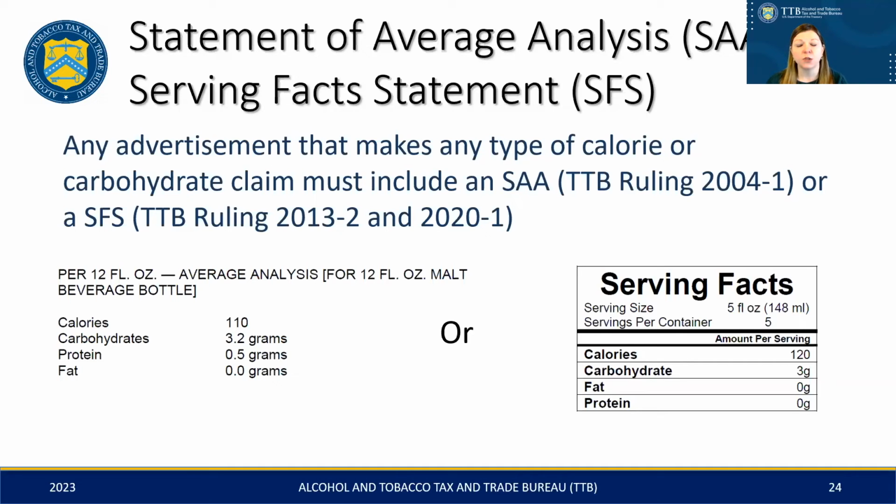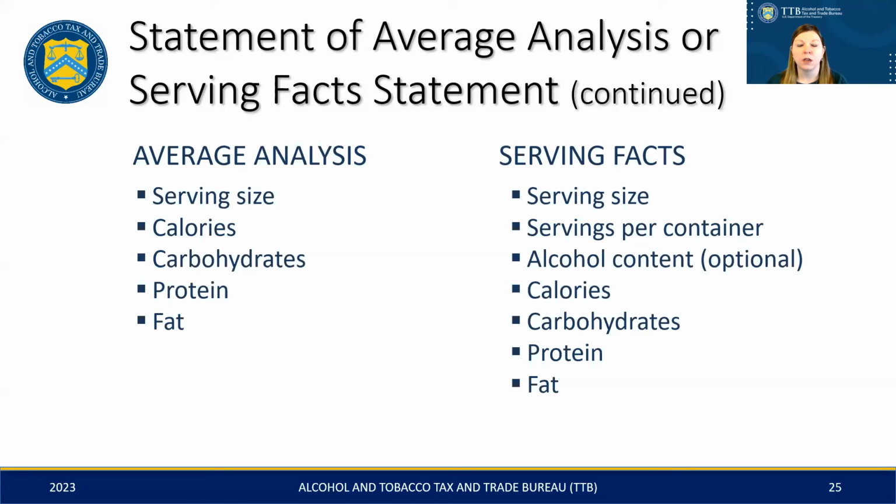As you can see, these two statements are quite similar, with a few differences we will discuss. A statement of average analysis has no specified format, but requires the serving size, the number of calories per serving, the number of carbohydrates, protein, and fat in grams per serving. The serving sizes for statements of average analysis are 1.5 fluid ounces for distilled spirits, 5 fluid ounces for wine, and 12 ounces for malt beverages.